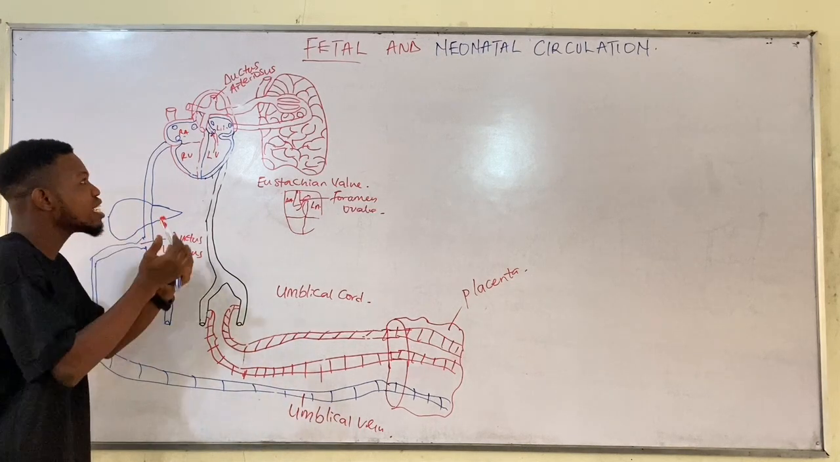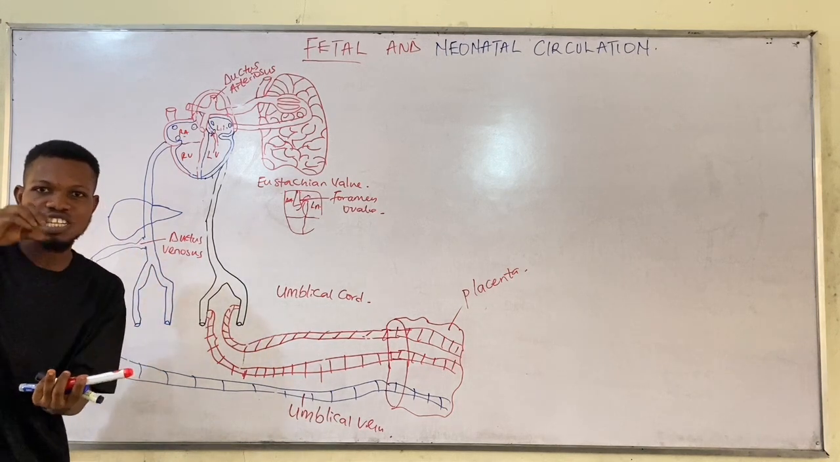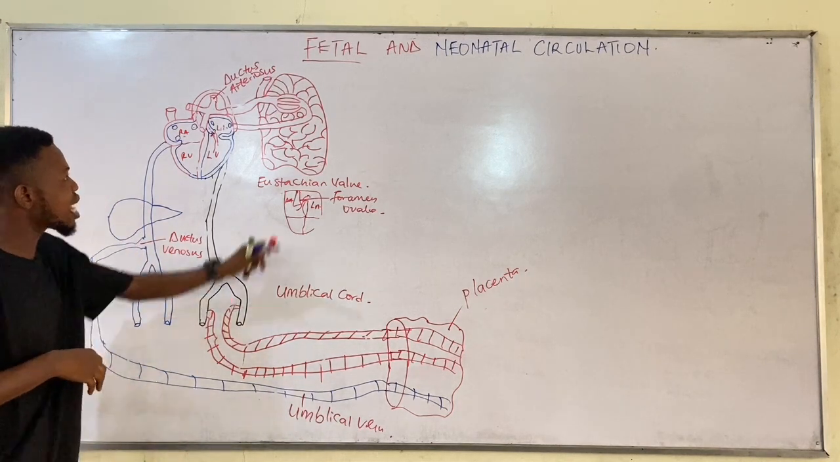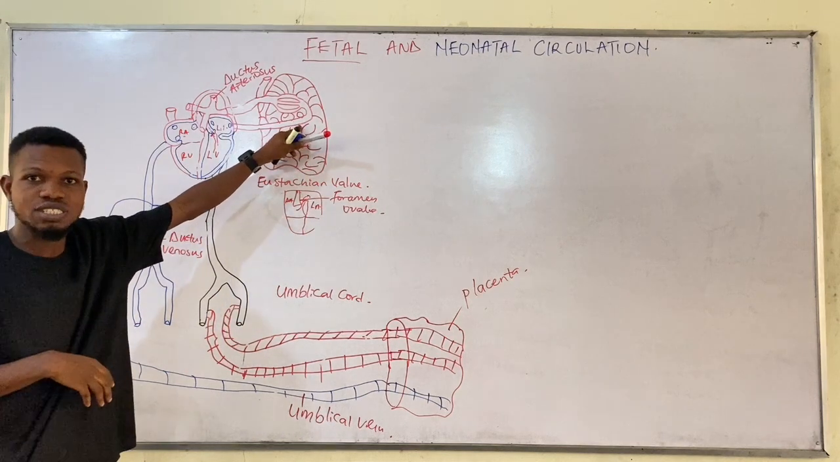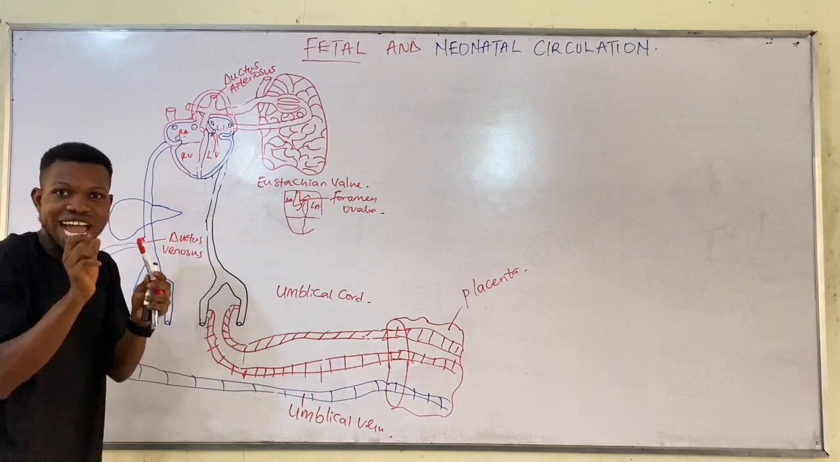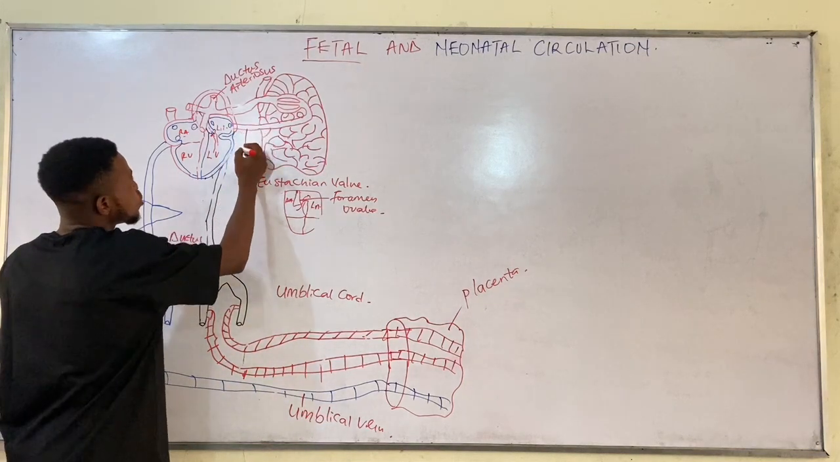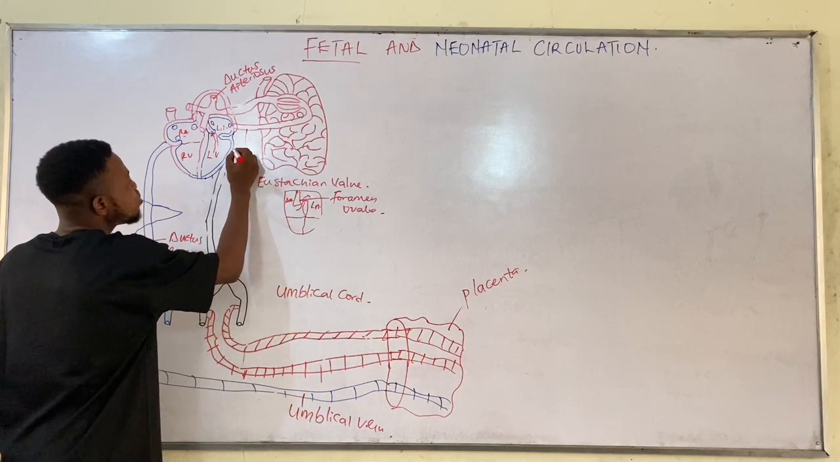So when the oxygen enters into the lungs, what happens? The blood present in the lungs becomes oxygenated. Now when the blood becomes oxygenated, what happens? The blood flows. There's something that carries blood from the lungs. We call it the pulmonary vein. Yes, so this is the what? Pulmonary vein.